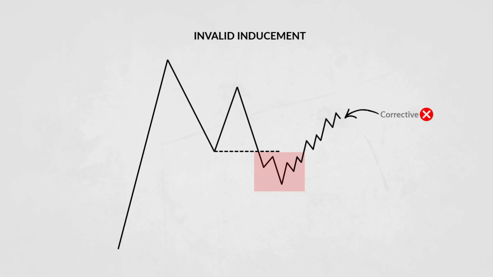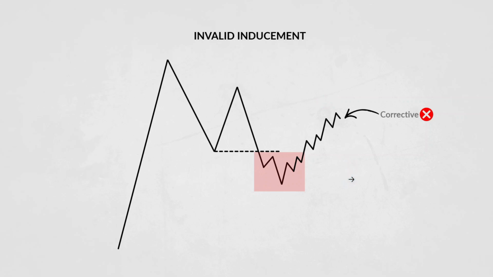Another way to identify an invalid inducement is the presence of a corrective move away from a level. Once you see this corrective move away from a low or a high, what this is trying to tell you is that this was a break of structure, and now price is correctively moving into a point of interest before then continuing to the downside.